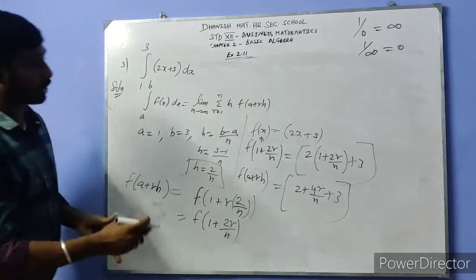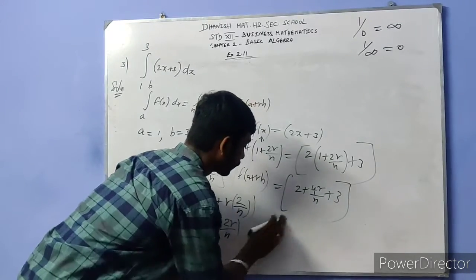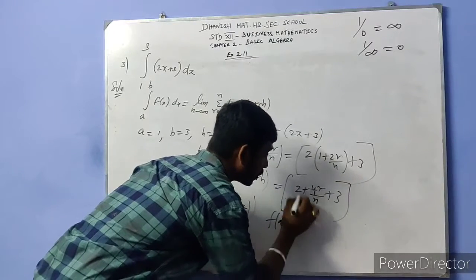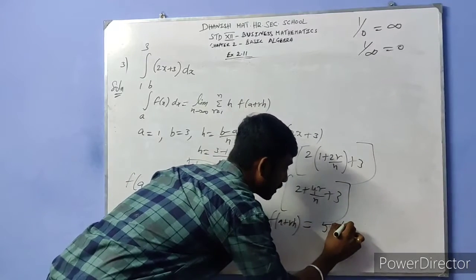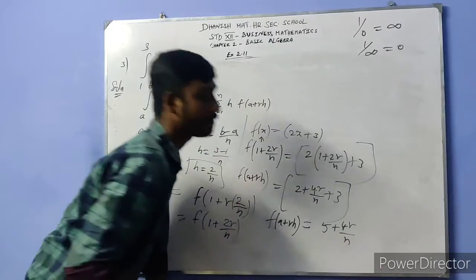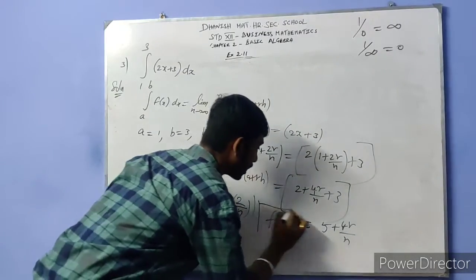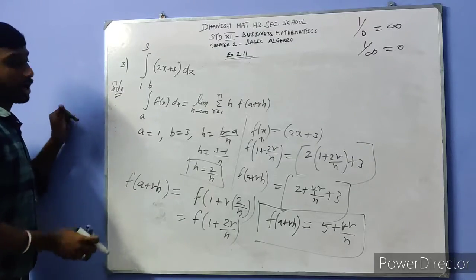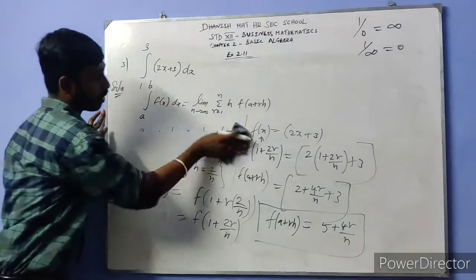Now we are going to substitute. Listen here, one more step: f of a plus rh equals 3 plus 2, that is 5, plus 4r divided by n. This is the f of a plus rh value. Now we are going to substitute into the formula. How do we substitute into this formula?